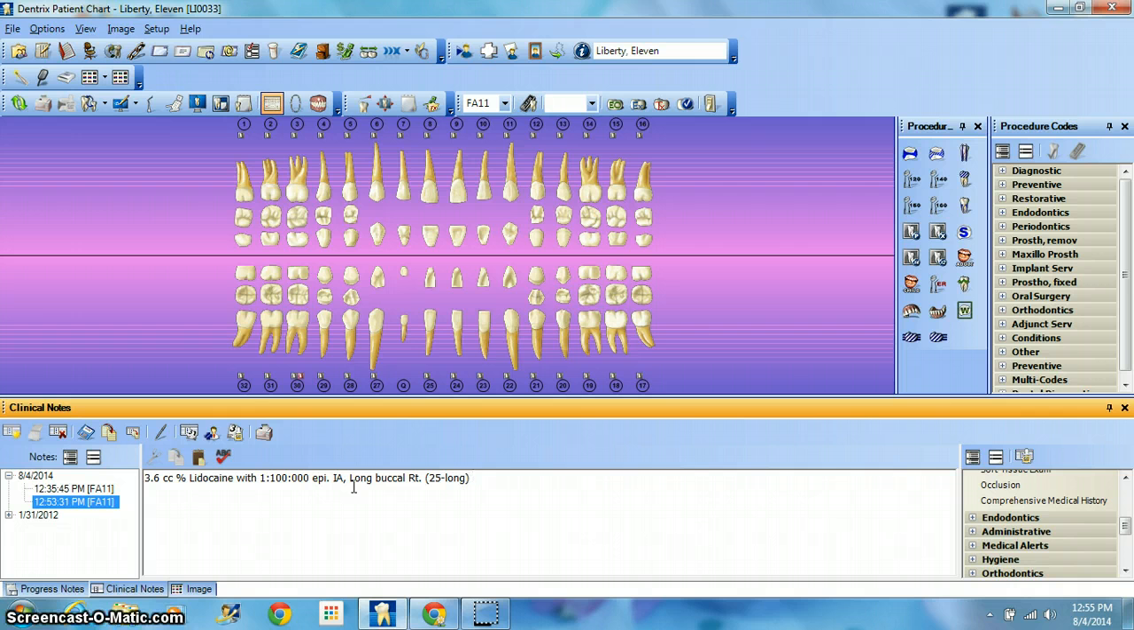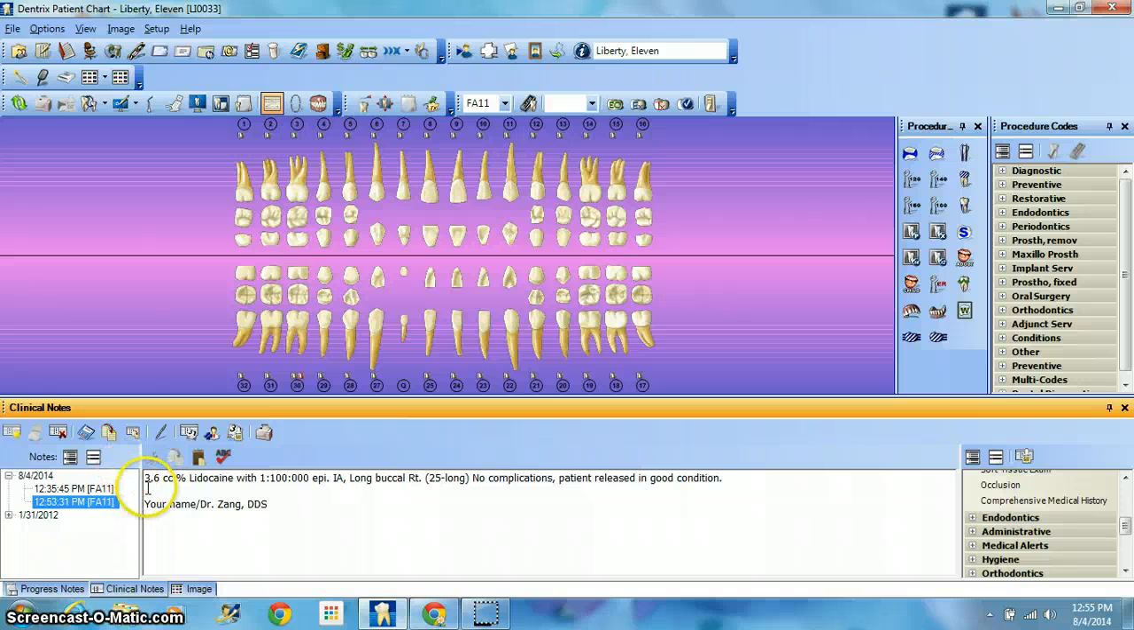And the last thing you want to make sure you write is, did you have any complications? And if you did, what did you do? This patient had no complications. And then you sign your chart. Now, for you as students, you're going to write your name, and then you're going to have your instructor and also the dentist on the floor sign for the day.